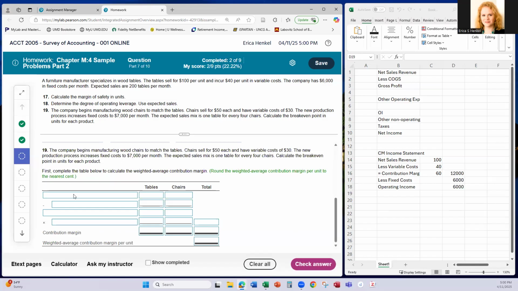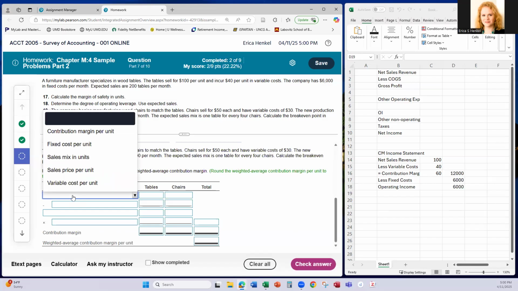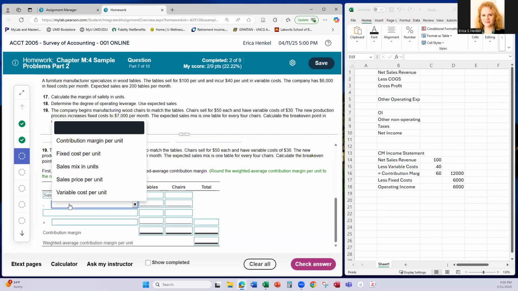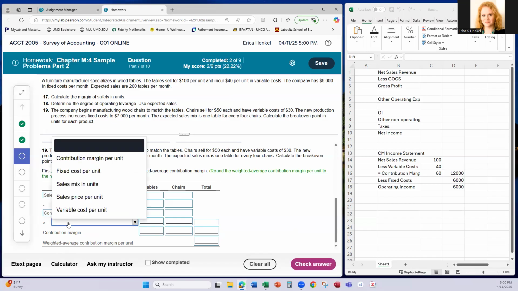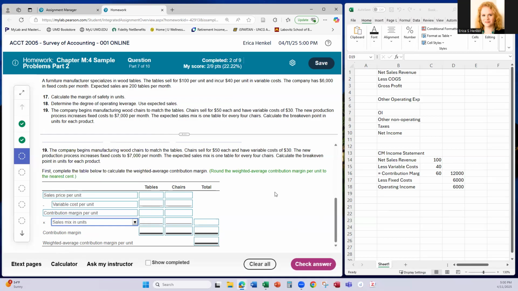I'm going to plug in the numbers that we need for a contribution margin income statement: the sales price per unit minus the variable cost per unit to arrive at contribution margin per unit. And then you take that contribution margin per unit and multiply it times the sales mix, so the ratio of how many of one item you tend to sell in comparison to the other item. And that will give us a combined contribution margin. So sales mix in units on this line.